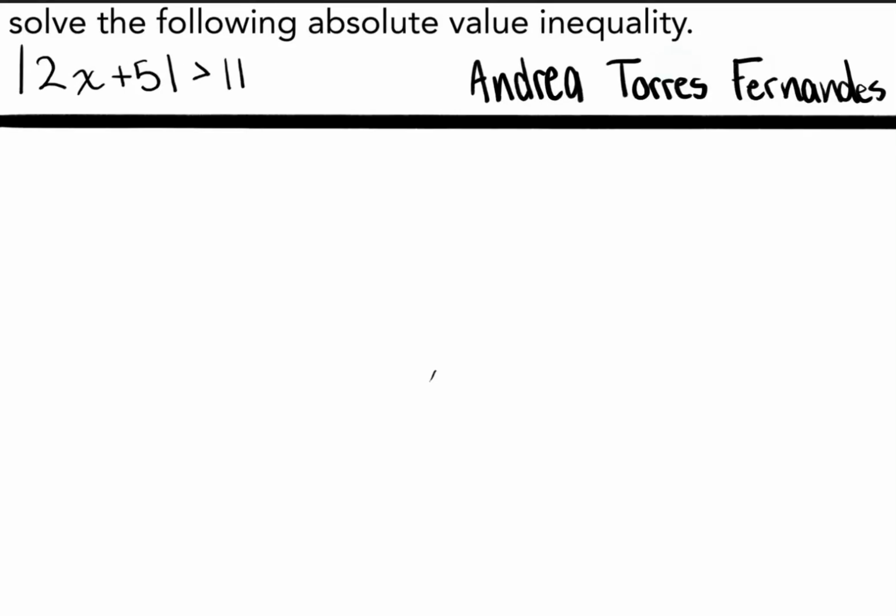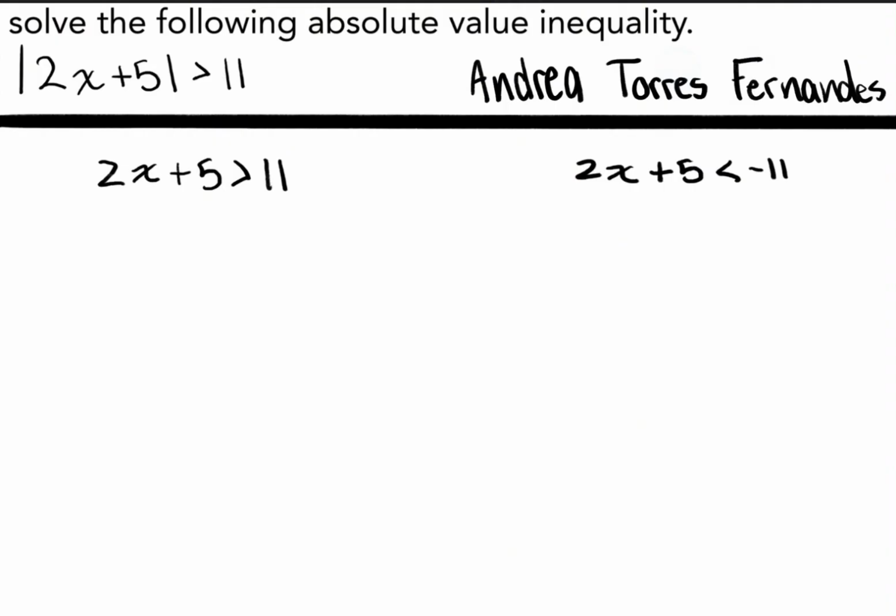Today we are asked to solve the following absolute value inequality. So, to solve the absolute value inequality, first we would have to separate the question into two separate equations. First, we do the first equation without the absolute value signs, and the second equation would be the same thing, but we have to flip the sign and make the outcome negative. So 2x plus 5 is less than negative 11.